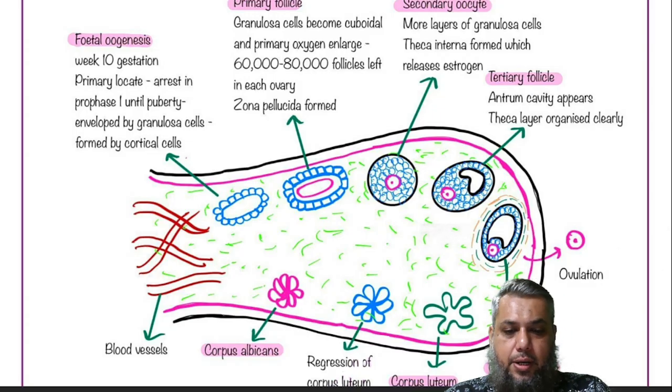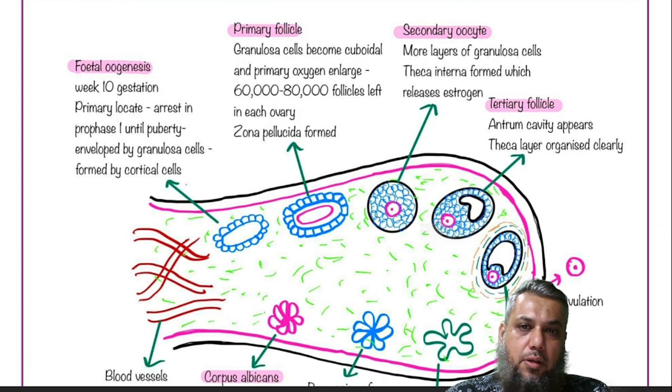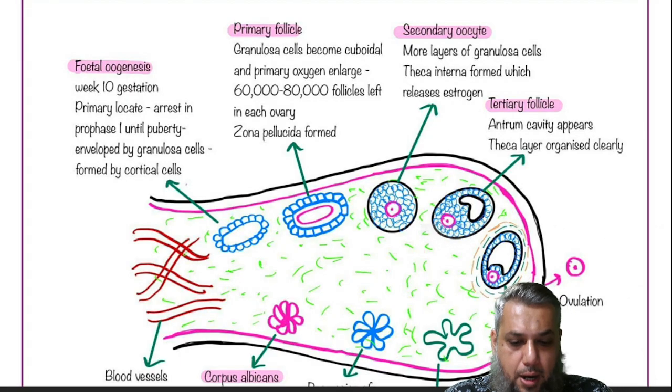Okay, at that time only she has developed the primary follicles, and as she is born, for about 10 to 12 years the entire process stops once again to restart after puberty.